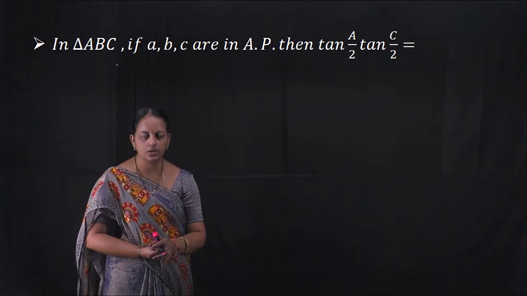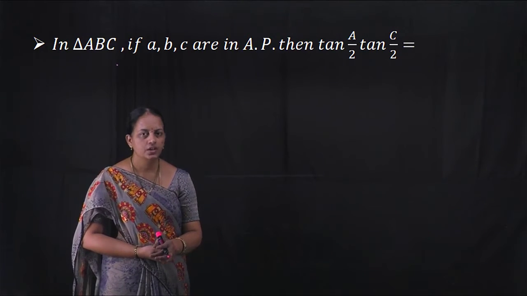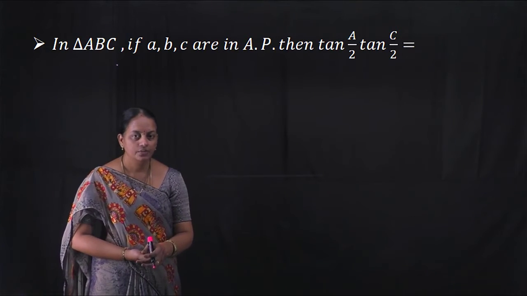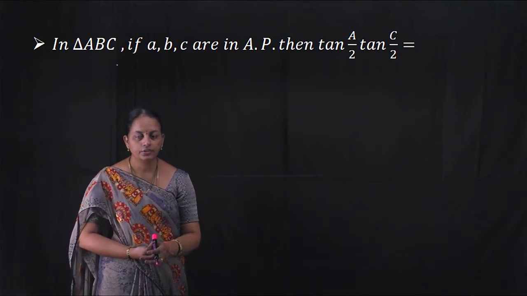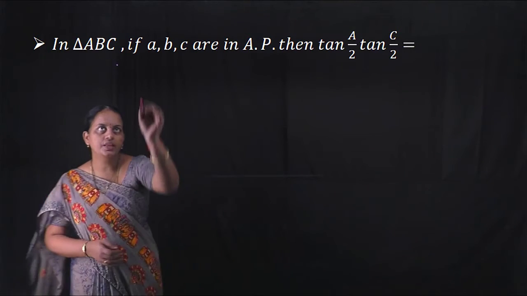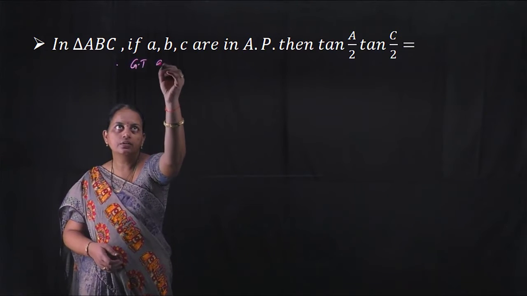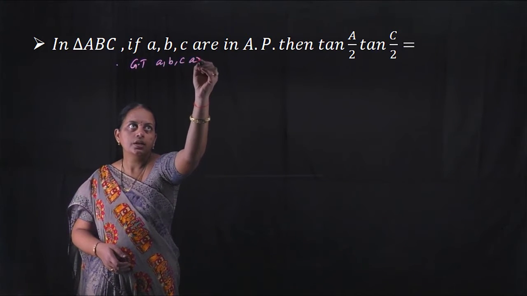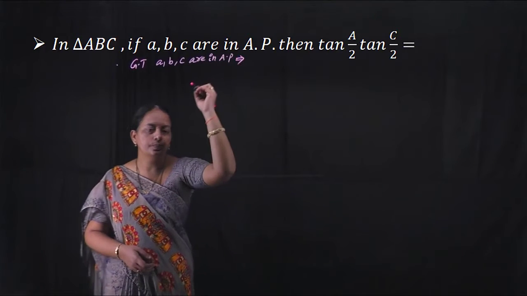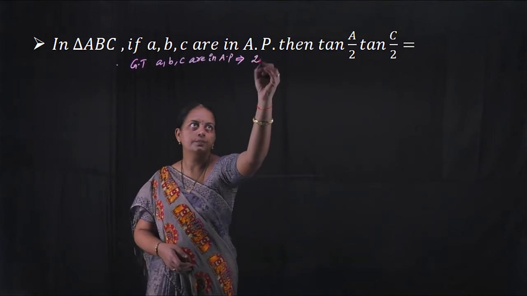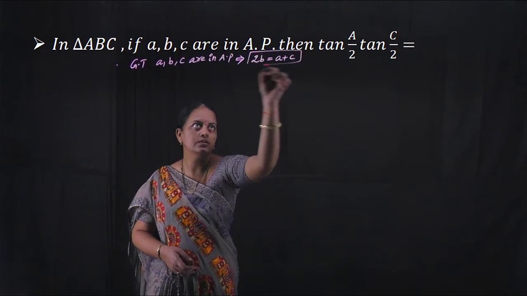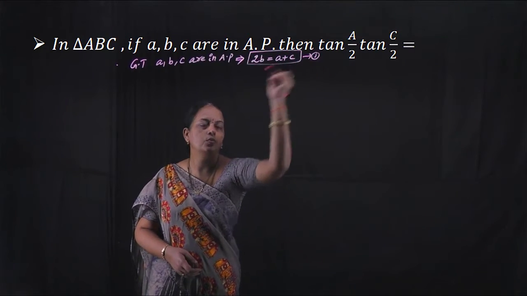Next one is in triangle ABC, if A, B, C are in AP, then tan A by 2 into tan C by 2 is equal to 1 by 3. This is one of the most important concepts in properties of triangles. It can be used in 2 or 3 types. Okay, let us see the proof of this concept. We are given that A, B, C are in AP. That means 2B is equal to A plus C. Let it be equation 1.